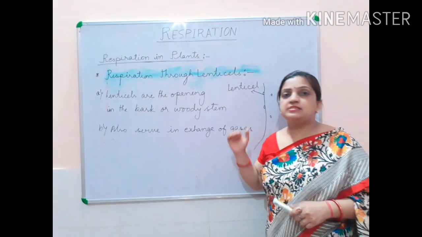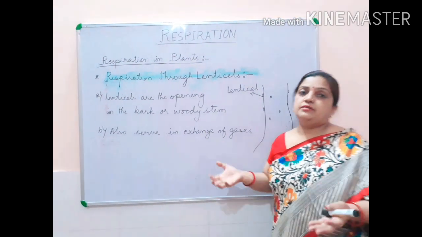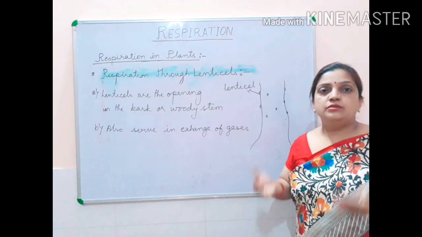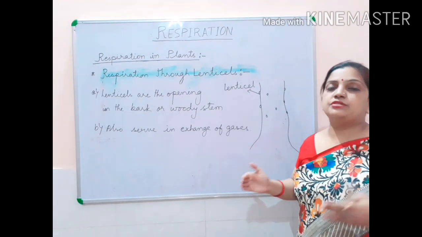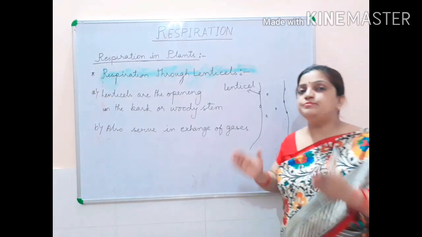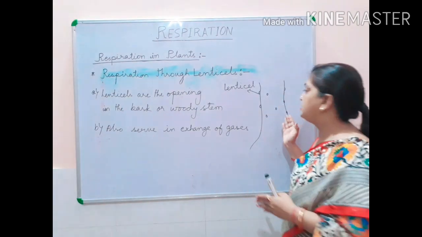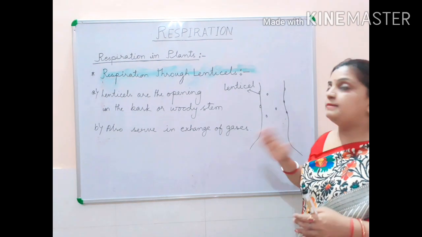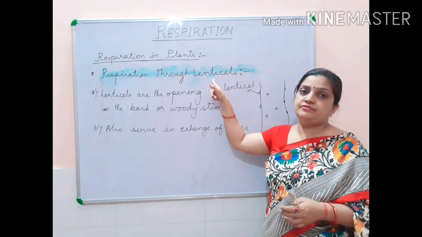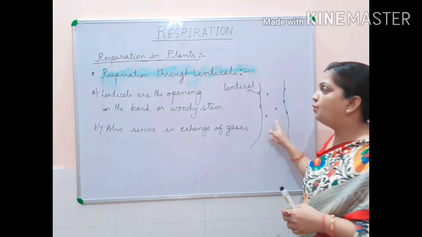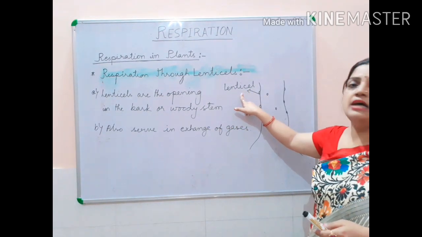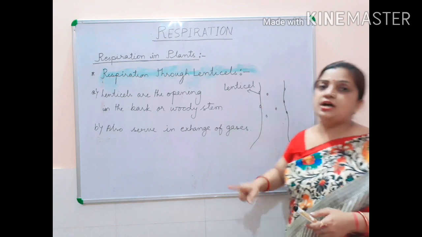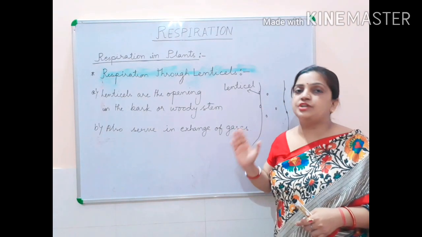Now, inside the cells of the stem, oxidation will take place, glucose will break down, and CO2 and water will be produced. The same process repeats here in the cells of the stem, only the parts have changed. In case of old woody stem, in case of bark, lenticels are the small openings responsible for the exchange of gases.